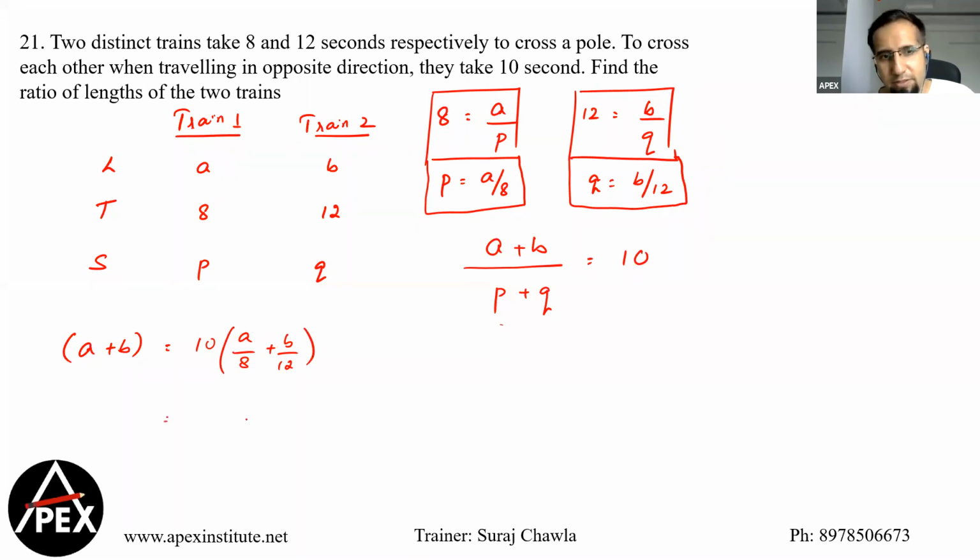Let's take the LCM here, guys. Here the LCM comes to 24. This is 3A plus 2B into 10 is equal to A plus B.